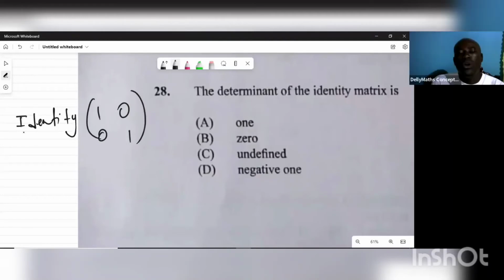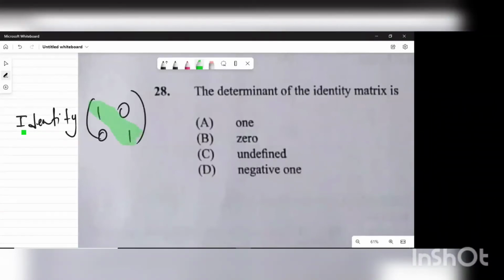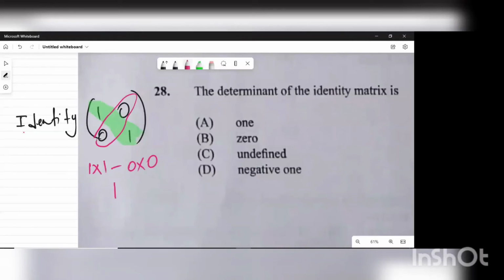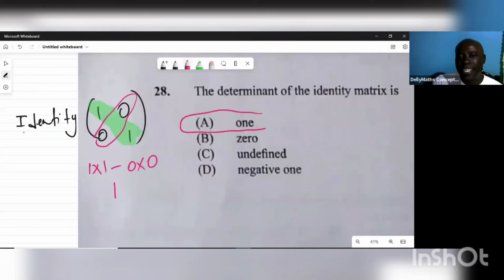So check it out now. How do you find the determinant of a matrix? It's the product of the main diagonal minus the product of the other diagonal. So we're talking about 1 times 1 minus 0 times 0. The answer is 1. Agree or not? Agree. So the answer is A, which is 1.